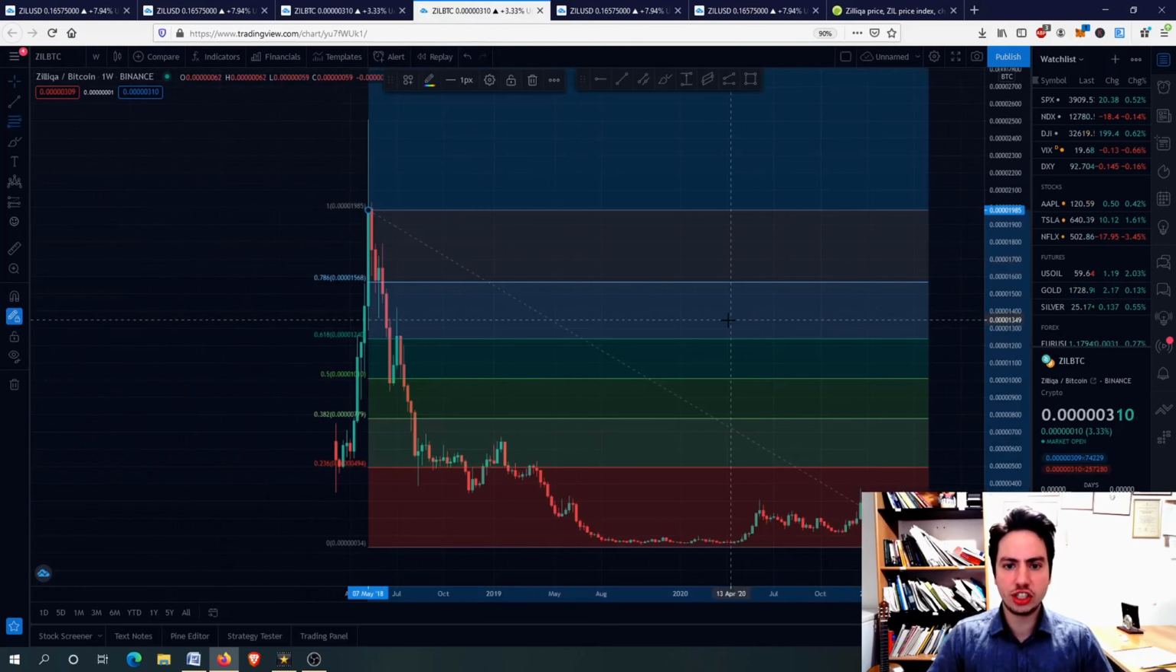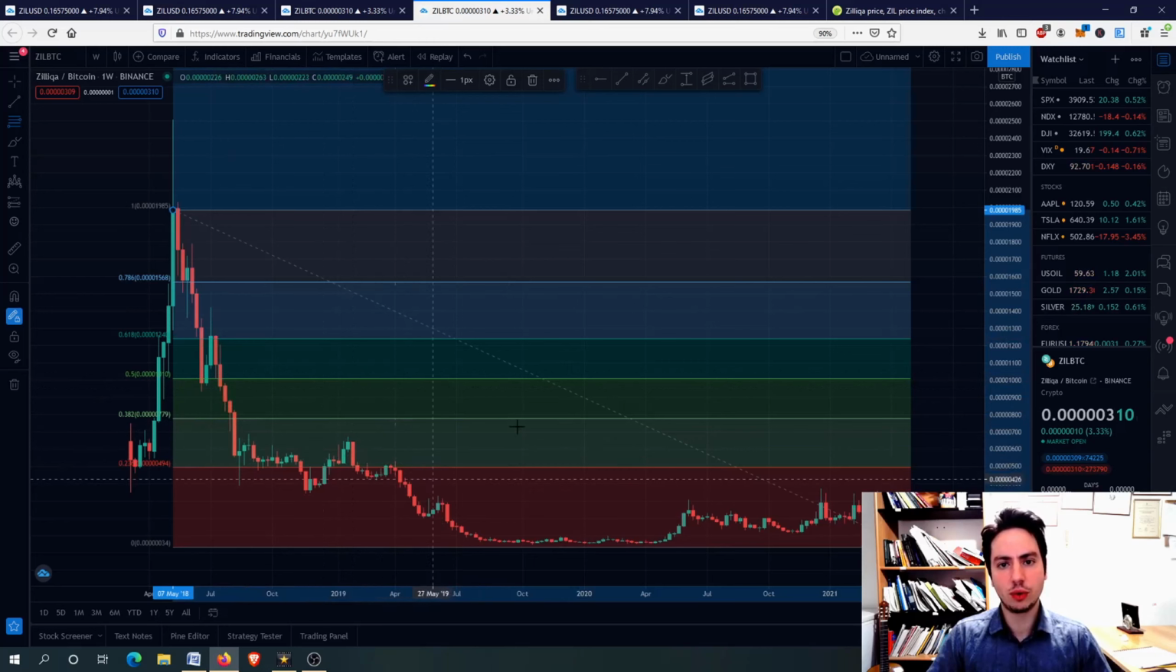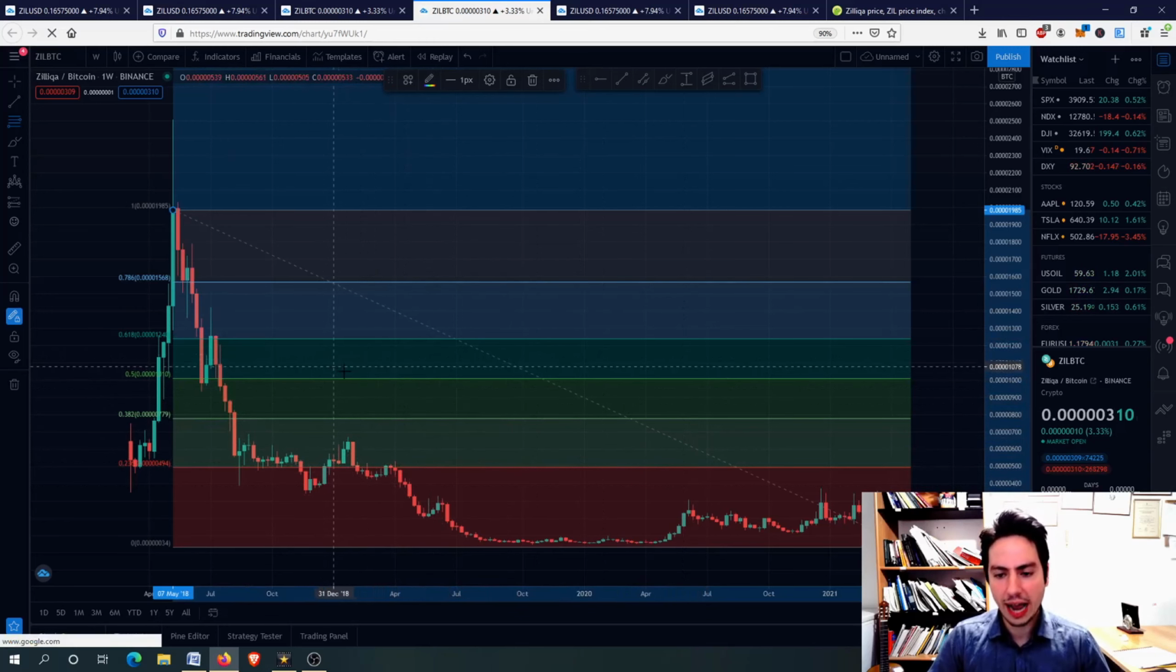So let's go here to the Fibonacci retracement. We are in the weekly frame and I want to show you something. Here we had the huge pump up on 7th May 2018 and then the huge sell pressure here, as you can see. Then we moved all the way downwards, making new lower lows and new lower highs.